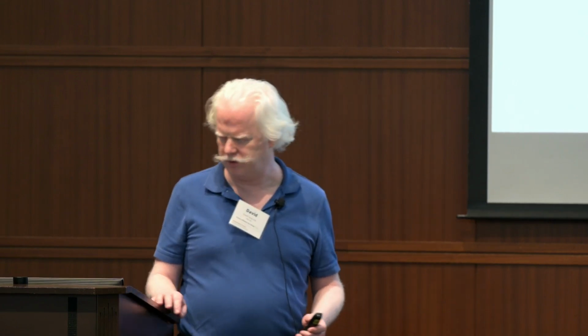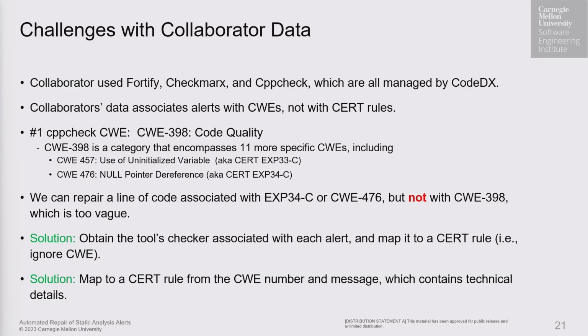So this is the important part. This is the useful part of our lecture. What did we learn from doing this work? First of all, collaborators have challenging data. Our collaborators prefer using CWEs, and they often simply have that line 50 violates CWE 398. There are plenty of specific CWEs, like CWE 476, which is the one saying don't dereference null pointers. If you tell me there's a null pointer dereference on line 50, I can fix it manually. If you tell me there's a violation of CWE 398, that just simply means there's a code quality problem. That's all it is. It's a category CWE.